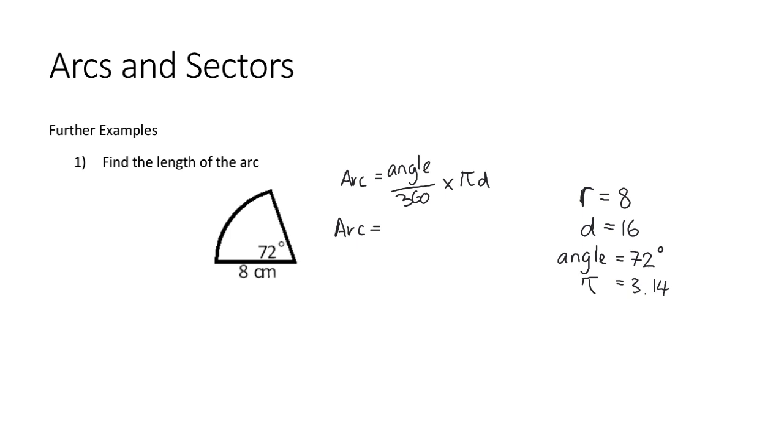So my angle, refer over to my list, my angle is 72 over 360 multiplied by 3.14. The pi and d are stuck together. We know in maths that that is multiplying. So multiply by 16. You can use your calculator for this. So when you put it into a calculator, you'll get 10.048. And it comes out exactly as that. So I don't need to do any rounding.